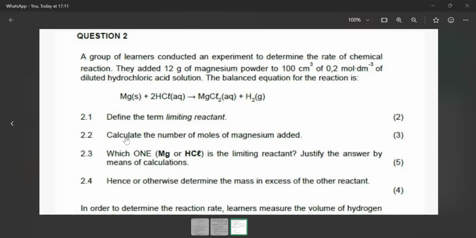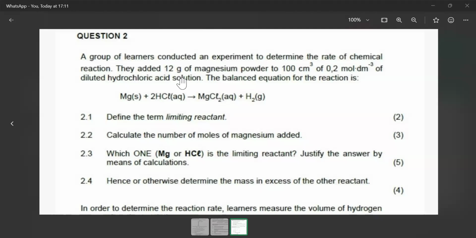All right. Now, the first question says we need to define the limiting reagent, a reactant. Well, you know how to define the limiting reagent. Then they say, calculate the number of moles of magnesium that are added. And next they say, which one of these two reactants is the limiting reactant? Justify your answer by means of calculations.